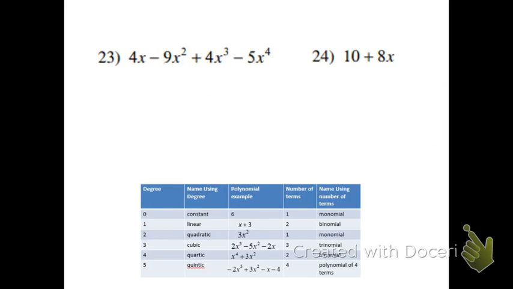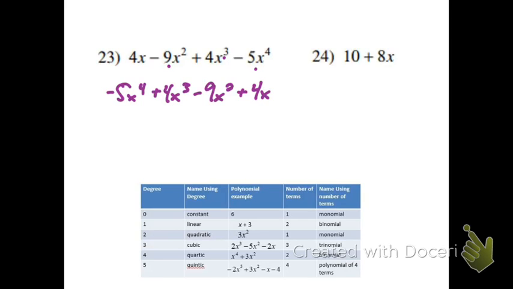All right. So now number 23. So let's see here. Anything to combine? No, but it's all out of order. I got to start there. So negative 5x to the 4th. Then next down the step, 3. So plus 4x to the 3rd. Then down the next step, right here, minus 9x squared. And then we follow it up with the plus 4x.